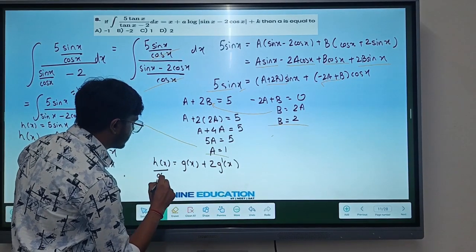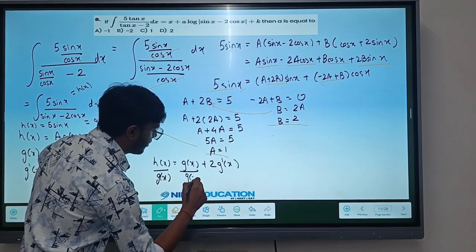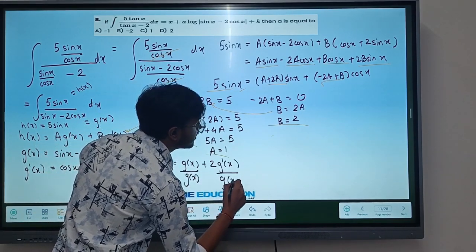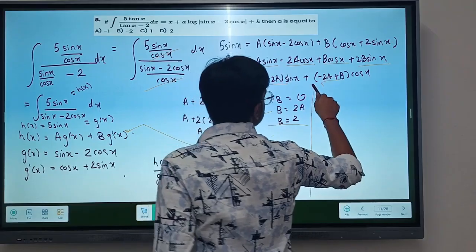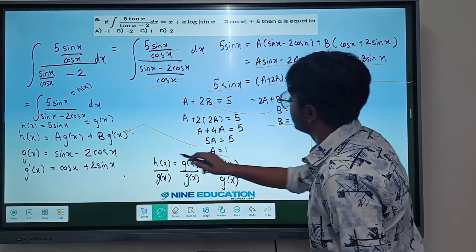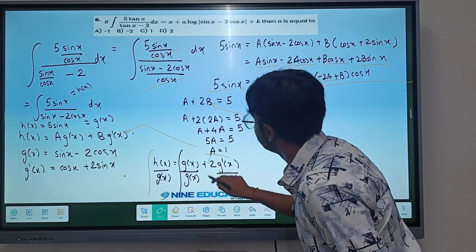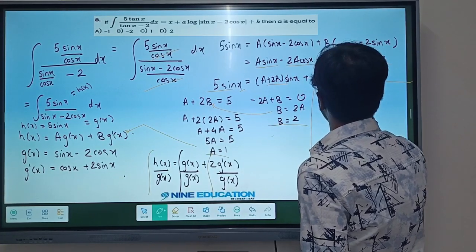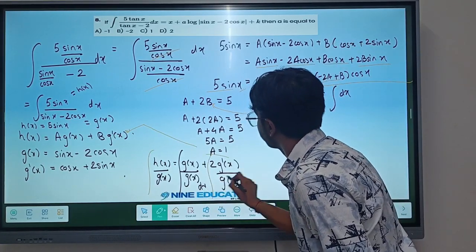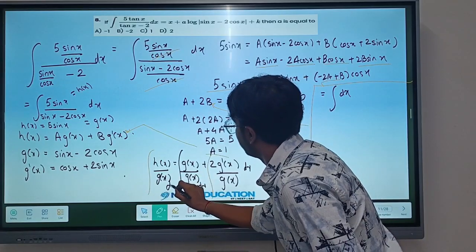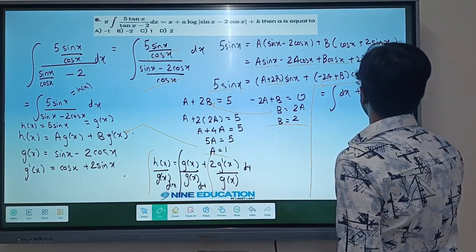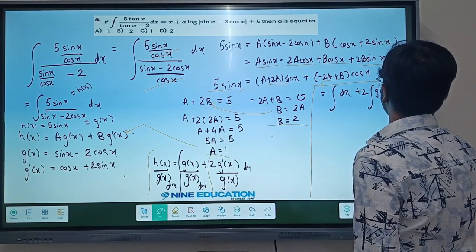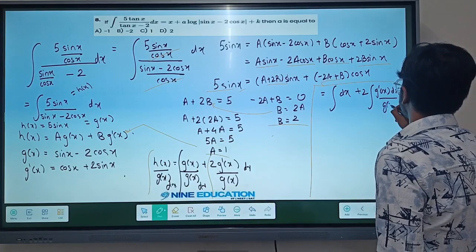So h of x by g of x would be g of x by g of x plus 2 g dash x by g of x. So how can I simplify it further? Integration of this, integration of this, integration of this. So integration of g of x by g of x, just dx, plus 2 times integration g dash x dx by g of x.